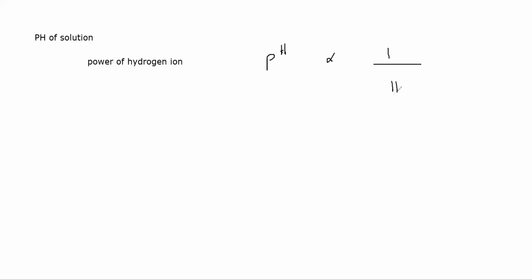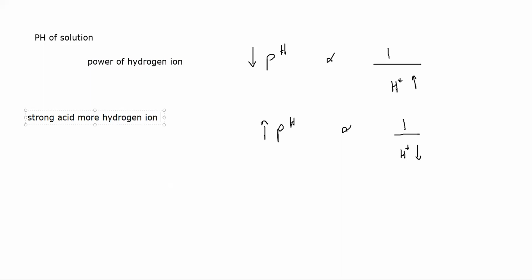Means if a solution contains more hydrogen ions, then it will have a lower pH. If a solution has a lower number of hydrogen ions, then it will have a higher pH. So using the pH, or power of hydrogen ion, you can also identify whether an acid is strong or weak. As we know, strong acids have more hydrogen ions, so they will have lower pH.